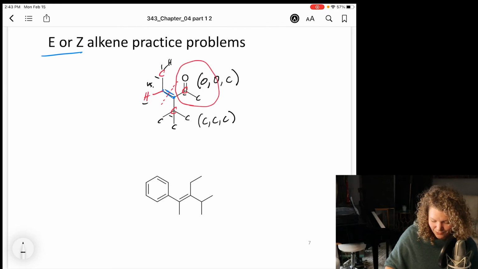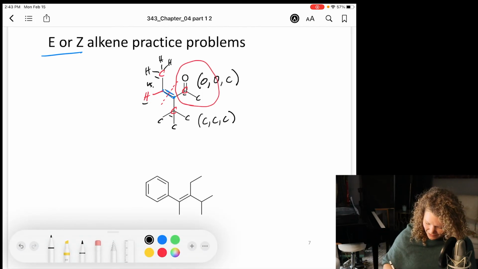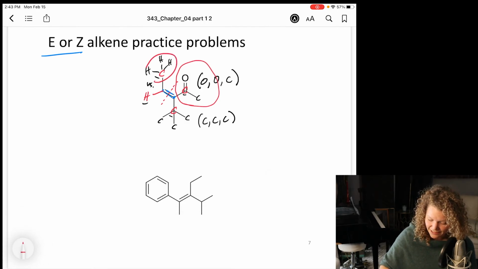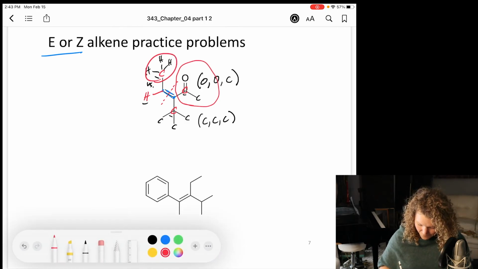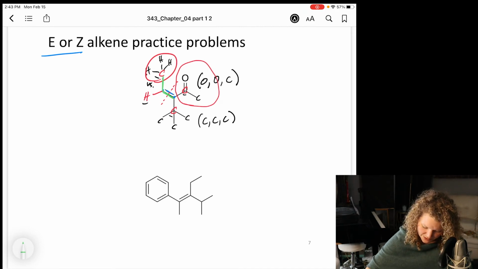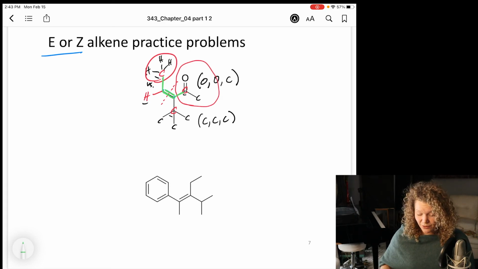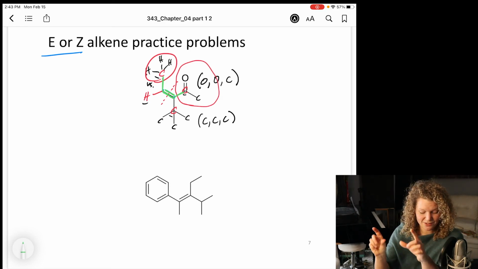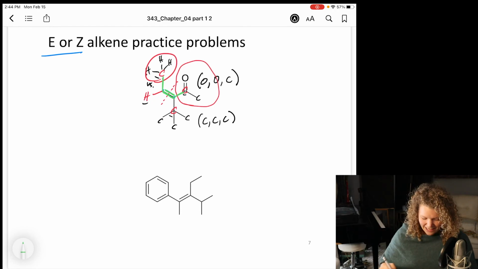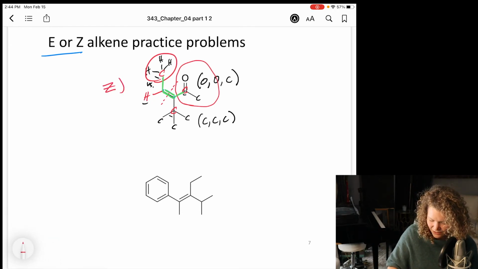Now, we don't care so much about what else is bound to the carbon because it already won. Carbon versus hydrogen, this top group won already for the atomic mass of carbon being higher. In green, I'm going to draw on my alkene again just to confirm to myself which side these 2 higher priority groups are on. My alkene in green shows that the 2 lines are on the same side. The same side. So this would be a Z alkene.